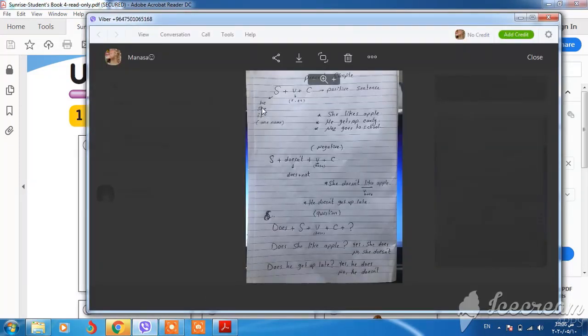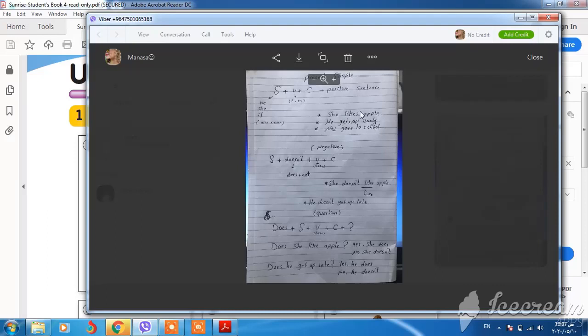If the subject is he, she, it, and one name, the verb should be verb. We put s or es to the verb. Okay, we have subject, verb, complement for positive sentence. For example, she likes apple. He gets up early. Naz goes to school.